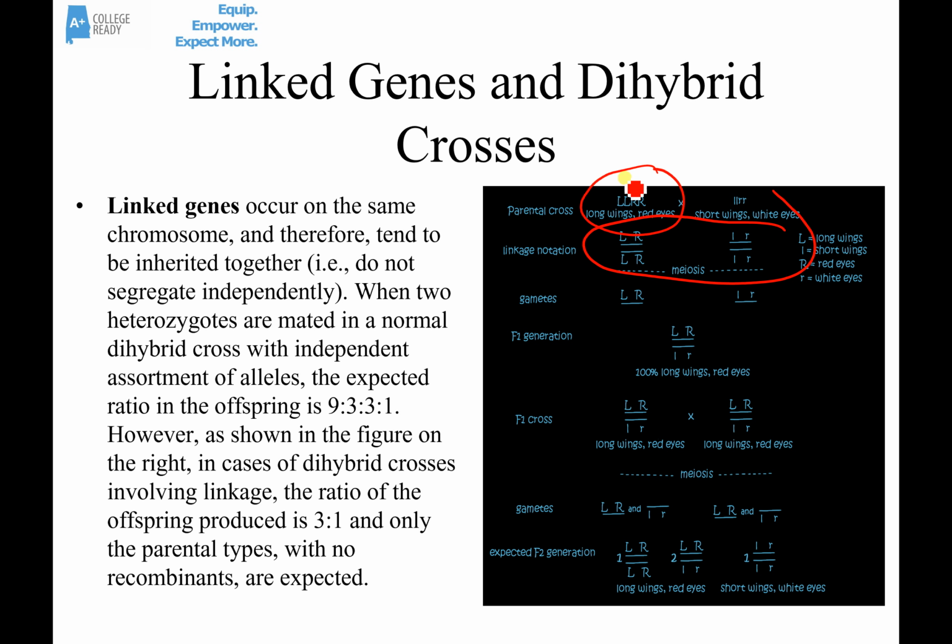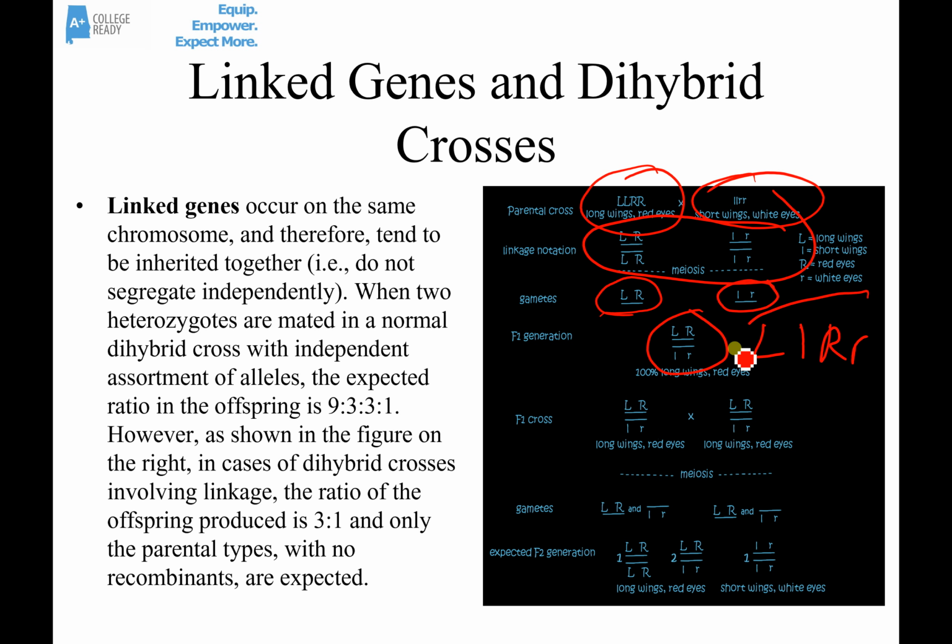When this organism goes through meiosis and makes gametes, all the gametes should be big L, big R. When this organism goes through meiosis and makes gametes, all the gametes should be little l, little r. And therefore, in the F1 generation, all the offspring turn out big L, little l, big R, little r, and they all have long wings, which are dominant, and red eyes, which are also dominant.